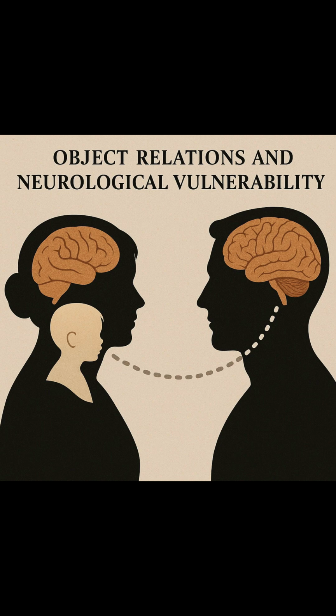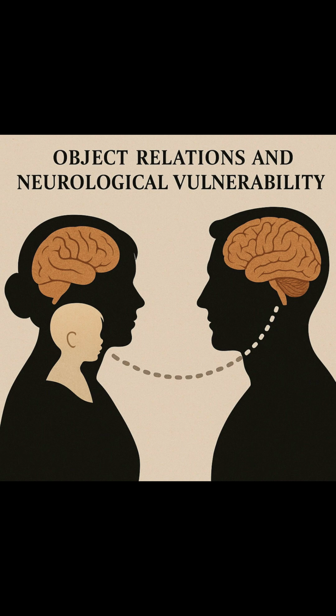Object relations theory asserts that the child internalizes relationships as mental structures, not as people per se, but emotional patterns of being with people. These are called internal objects. In a healthy system, the child internalizes both good and bad objects, which become modulated over time into stable representations.